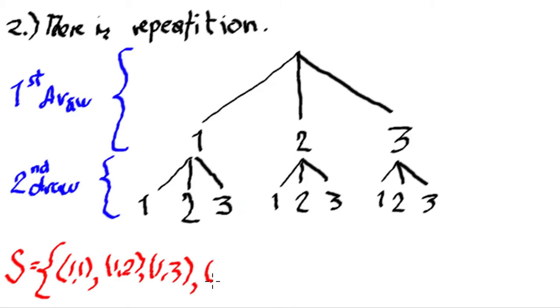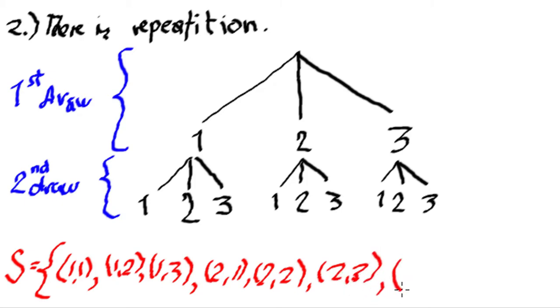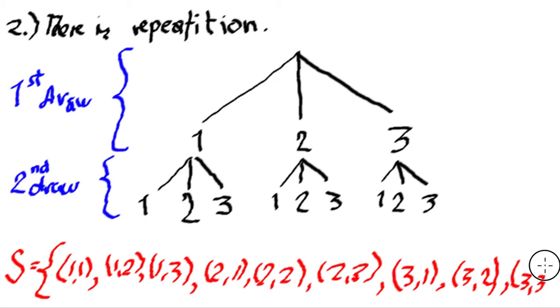How about for the 2 in the first draw? So we have 2, 1. The repetition, 2, 2. We have then 2, 3. Now, how about if you got 3 in the first draw? So what we have is 3, 1. And then we have 3, 2. And then lastly, what we can have is 3, 3. And then we close that with the curly brackets, and that's our sample space for number 2.